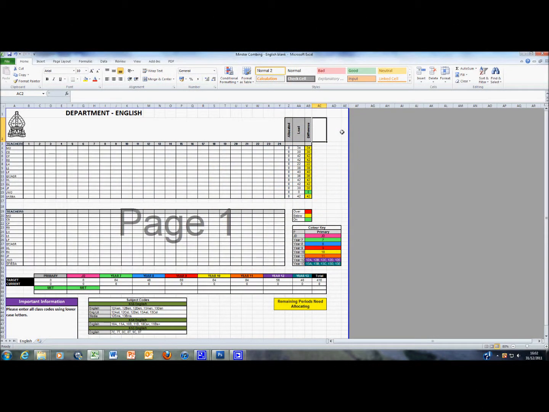Let's look at the case for English. At Key Stage 4 in English, I'm going to assume that MO teaches 8 periods of Year 11 in the A half of the school population. I'm also going to assume that LH also teaches 8 periods of Year 11 English, but this time in the 11B half of the school population.